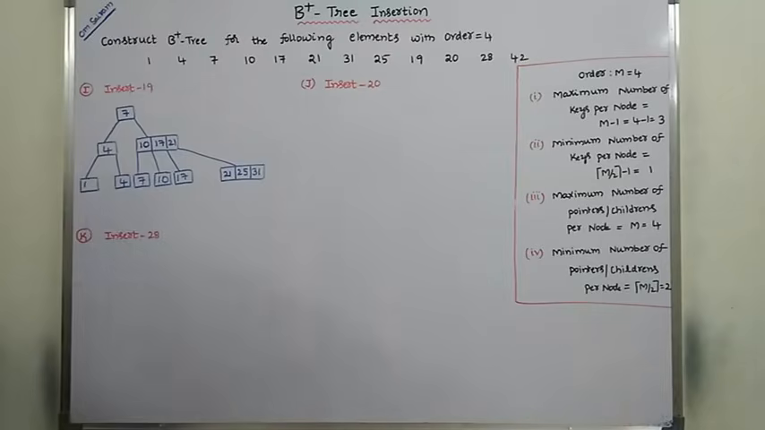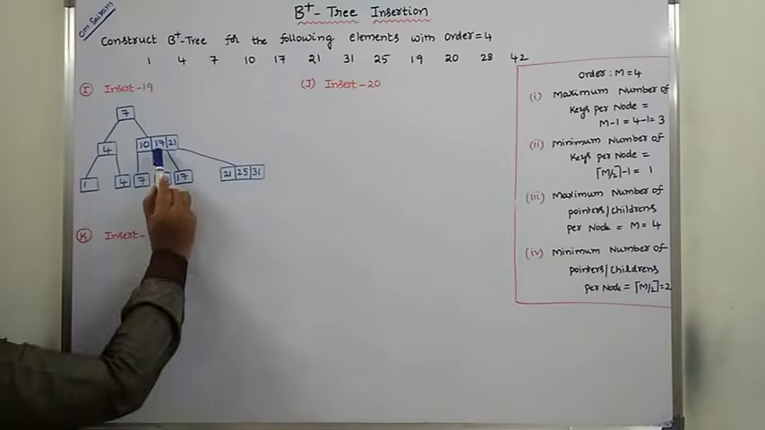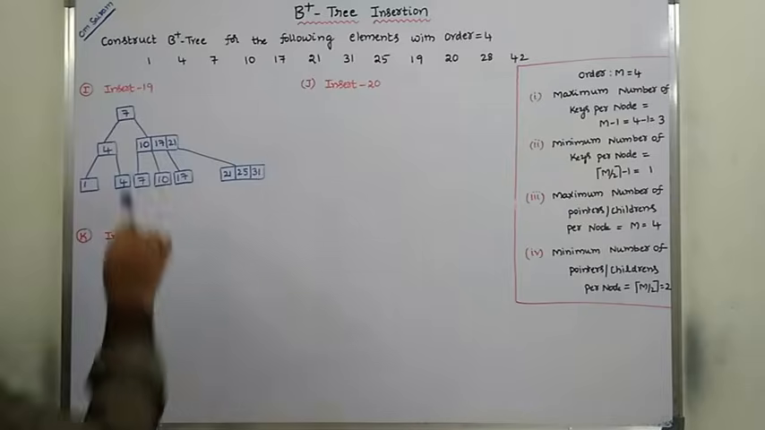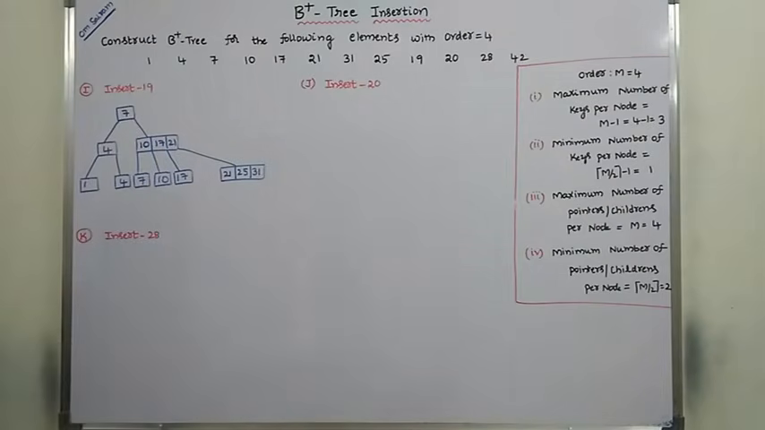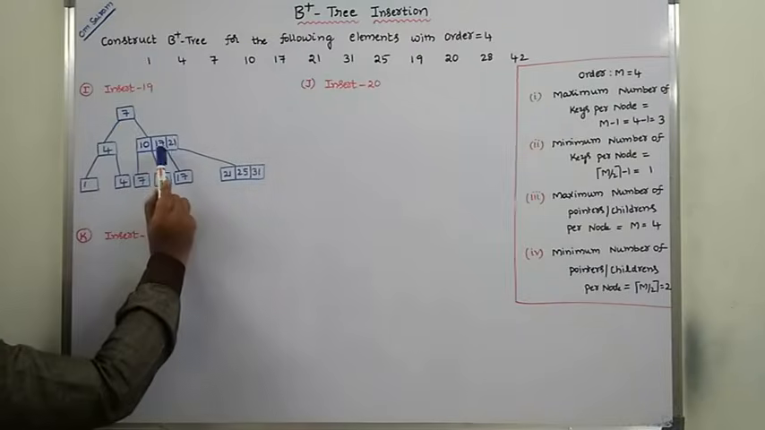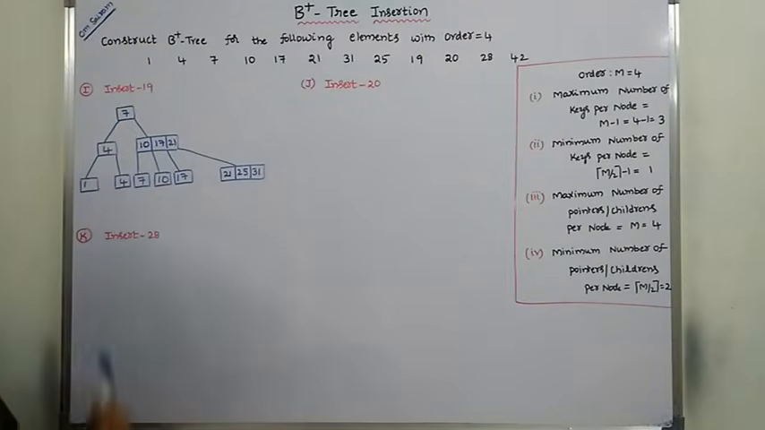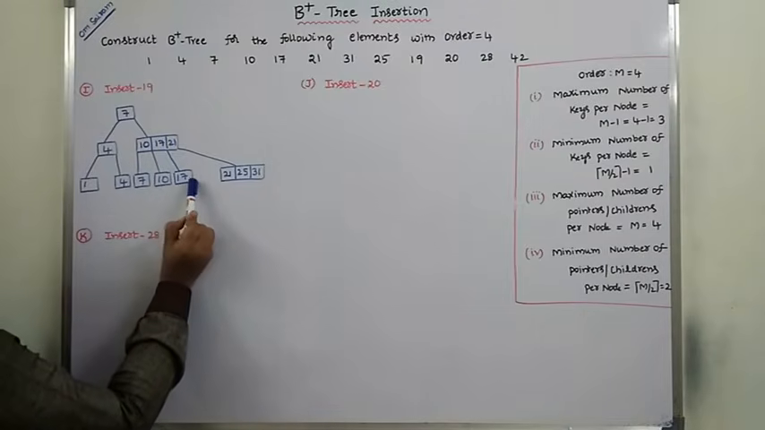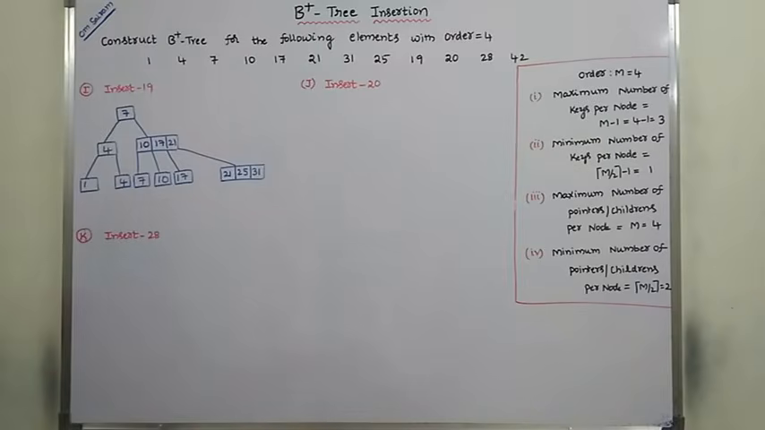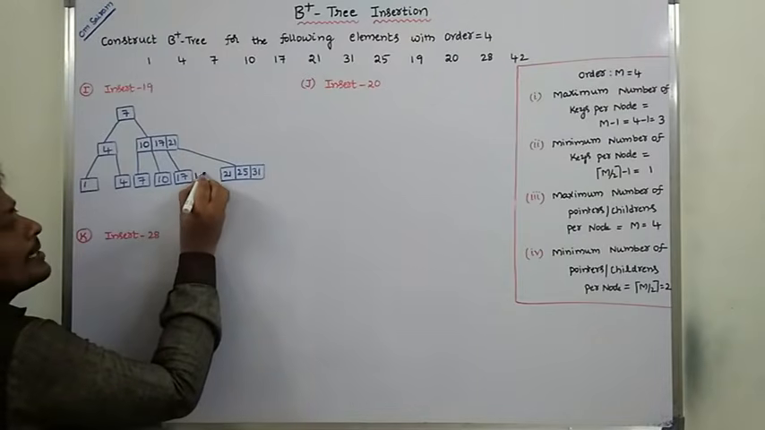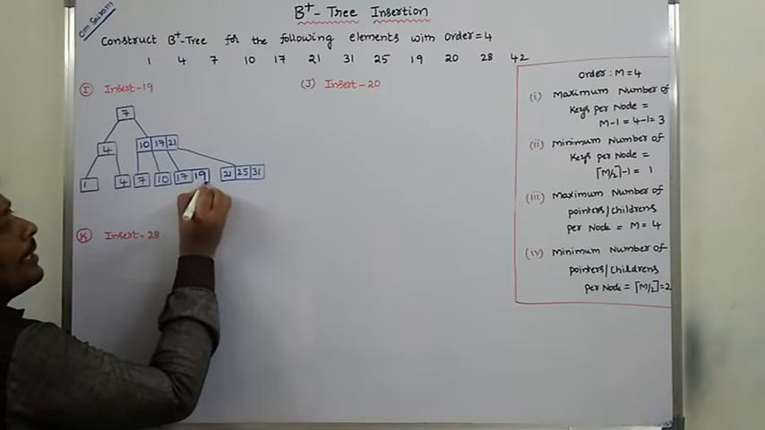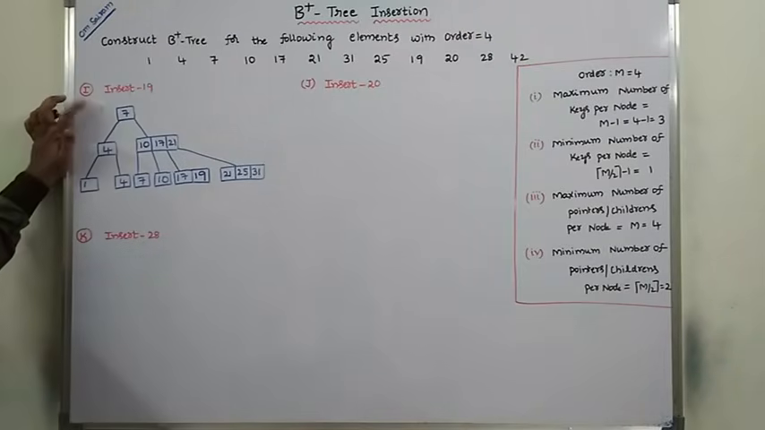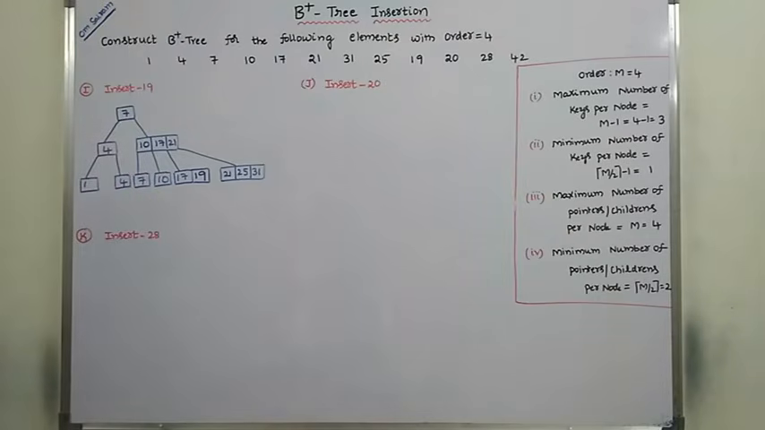19 is compared with 10. It is greater. 19 is compared with 17. It is greater. 19 is compared with 21. It is lesser. So 19 can be inserted between 17 and 21. So go to this pointer, which points to a subtree that contains the node 17. Now 19 is compared with 17. 19 is greater than 17, so 19 can be inserted to the right of 17. After inserting 19, this is the B plus tree we are getting.